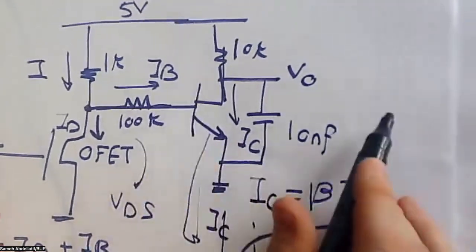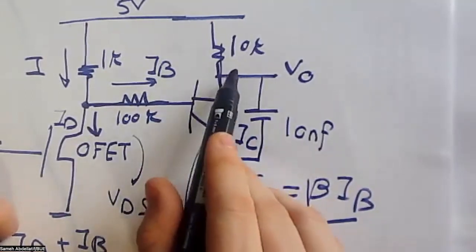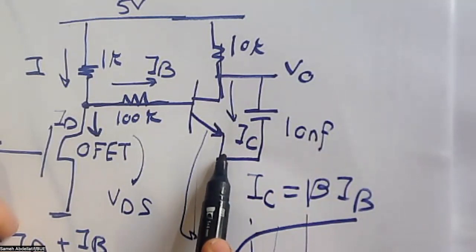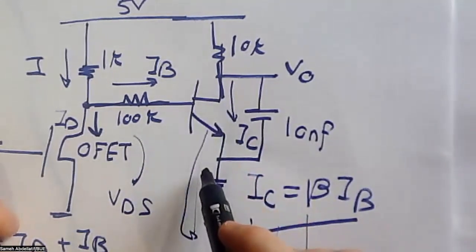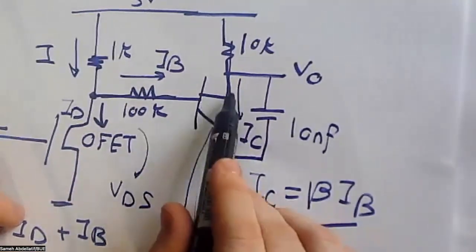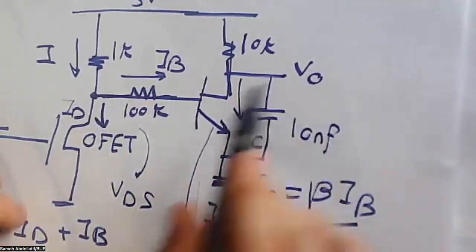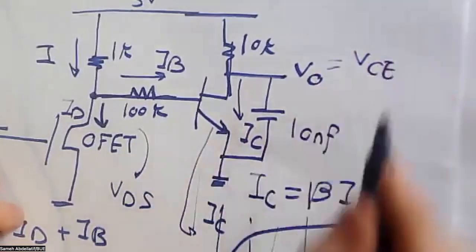As you can see here, my dear students, the V output here is simply the VCE. Because this is a ground, what you can say is simply that whenever the IC changes, this VCE changes accordingly, and then V output changes because V output is VCE.